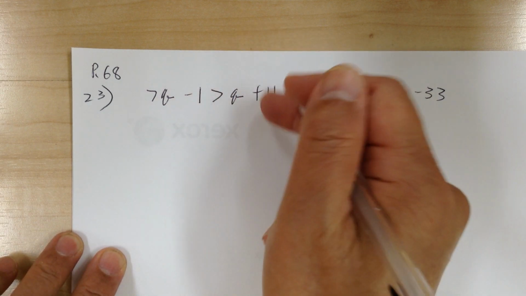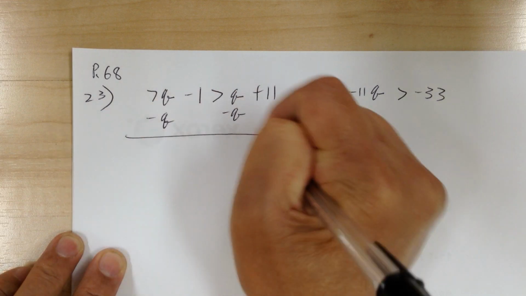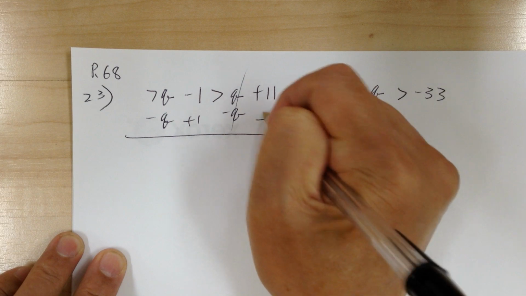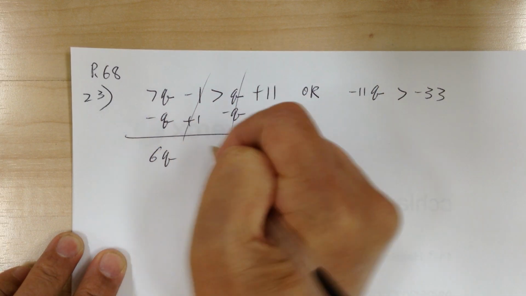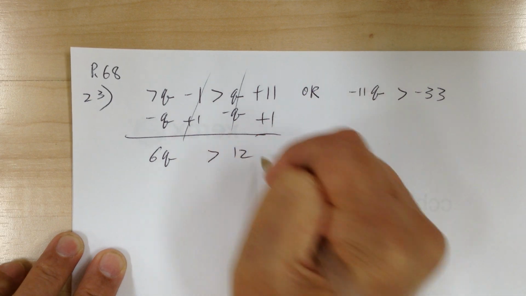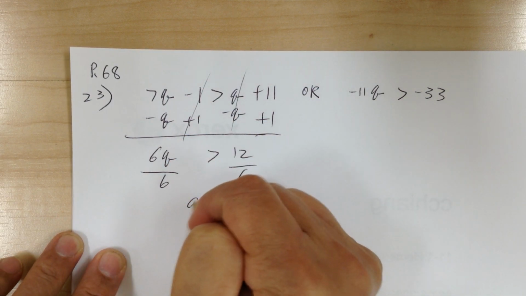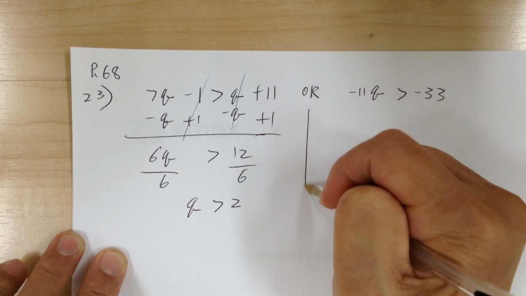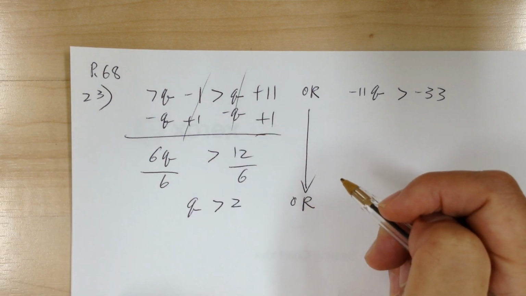Let's move the variable to this side, so minus q on each side. This will cancel out, and move the number to this side, so plus 1 on each side. This will cancel out. So you've got 6q is greater than 12, divided by 6, divided by 6. So q is greater than 2. And remember to drop down your conjunction or disjunction.